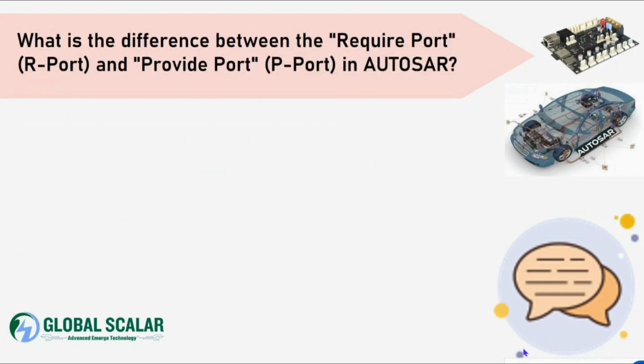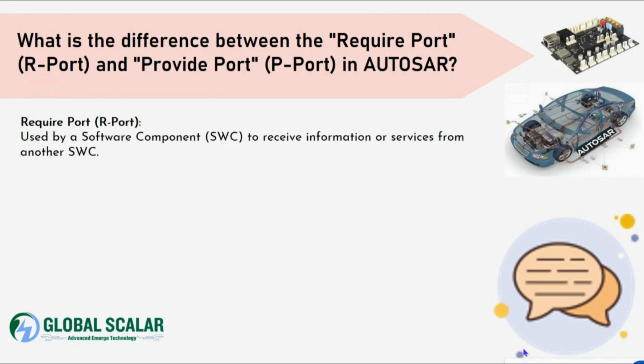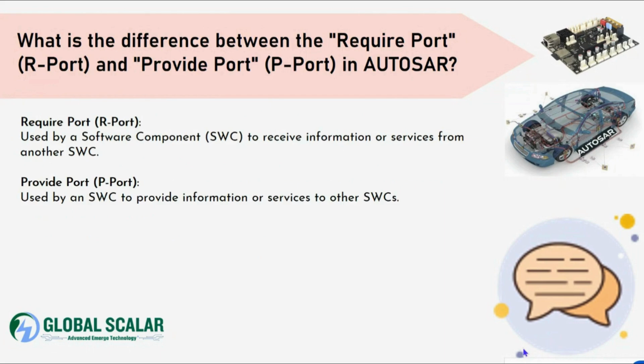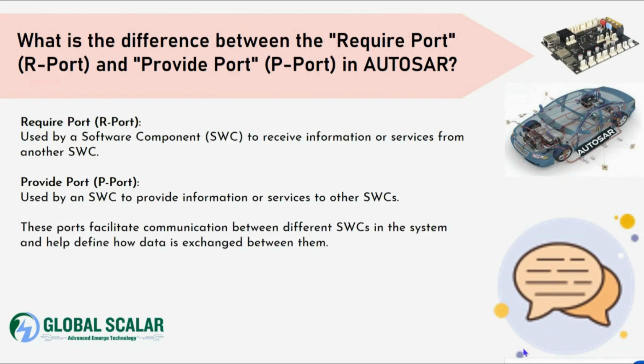What is the difference between the required port and provider port in AUTOSAR? The required port, R port, is used by a software component to receive information and services from other SWCs. The provider port, P port, is used by an SWC to provide information or services to other SWCs. These ports facilitate communication between different SWCs in the system and define how data is exchanged between them.